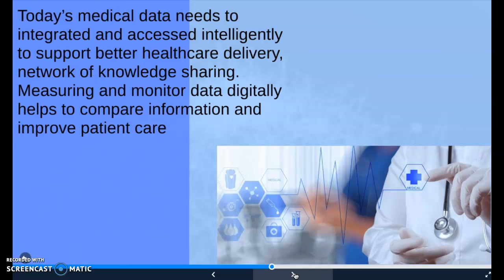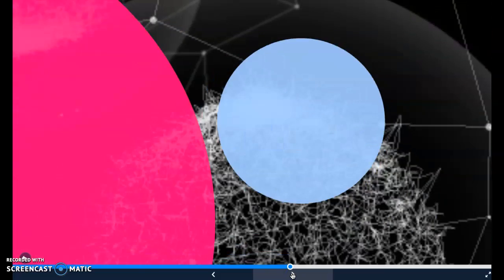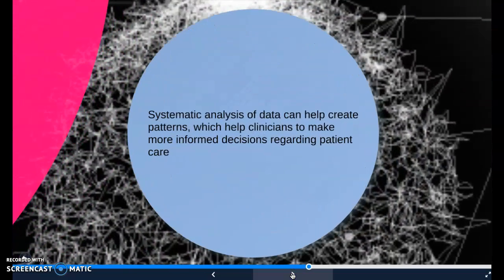Network of knowledge sharing. Measuring and monitoring data digitally helps us to compare information and improve patient care. Systematic analysis of data can help create patterns, which then helps clinicians to make more informed decisions regarding patient care. An example of this would be looking at all of the different labs and values, and then creating a patient care plan.